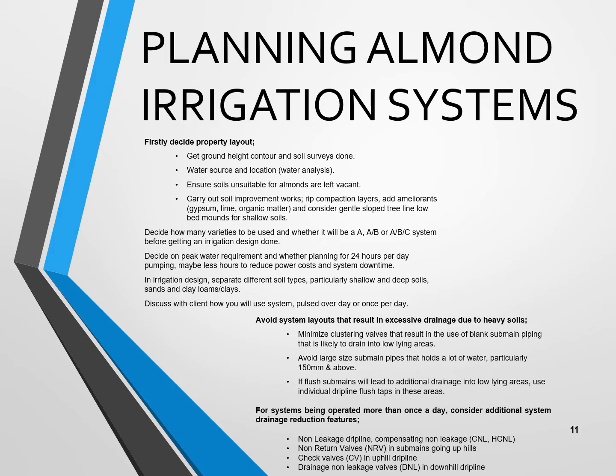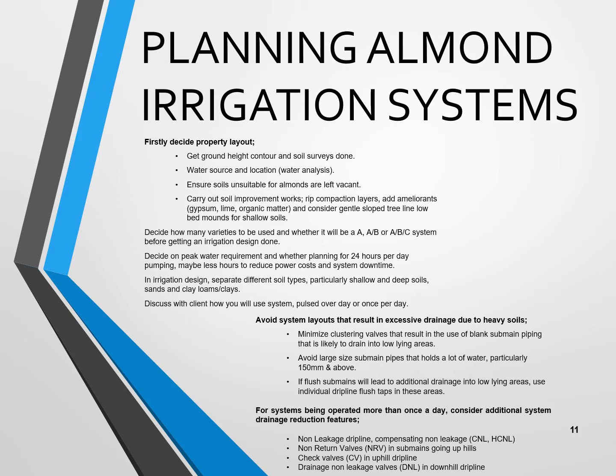Carrying out soil improvement works, such as ripping, adding in organic matter, or considering bedded mounds on shallow soils. Deciding on how many varieties will be used and whether or not it will be an A, AB, or ABC system. I'll discuss these systems in a further slide.